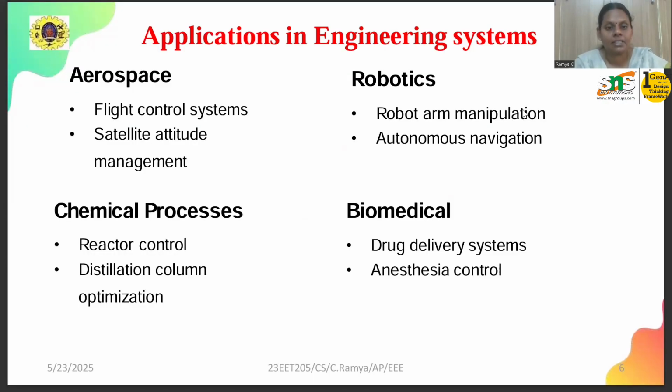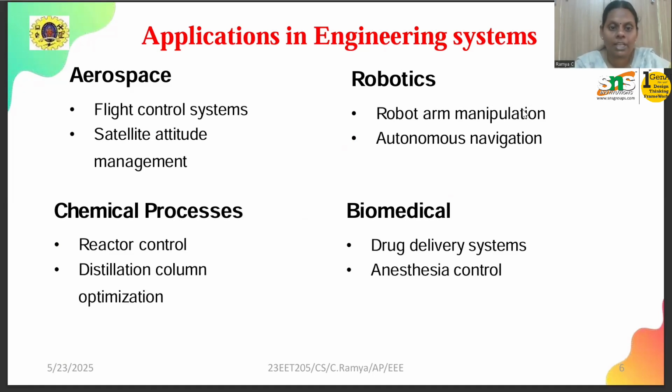Next, we can explain controllability and observability in terms of engineering applications. First, we are going to see how they work in aerospace, robotics, chemical processes, as well as biomedical. In aerospace, in flight control and satellite navigation, we use controllability to ensure path corrections, and observability helps in state tracking from the sensors.